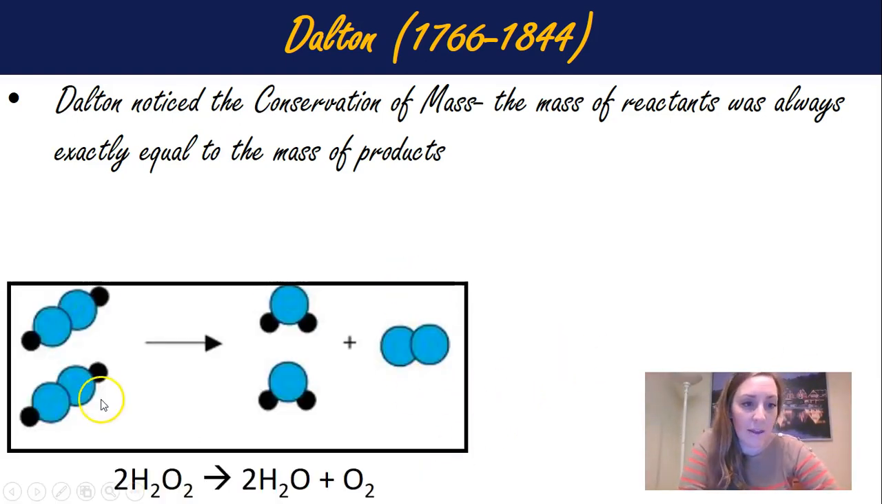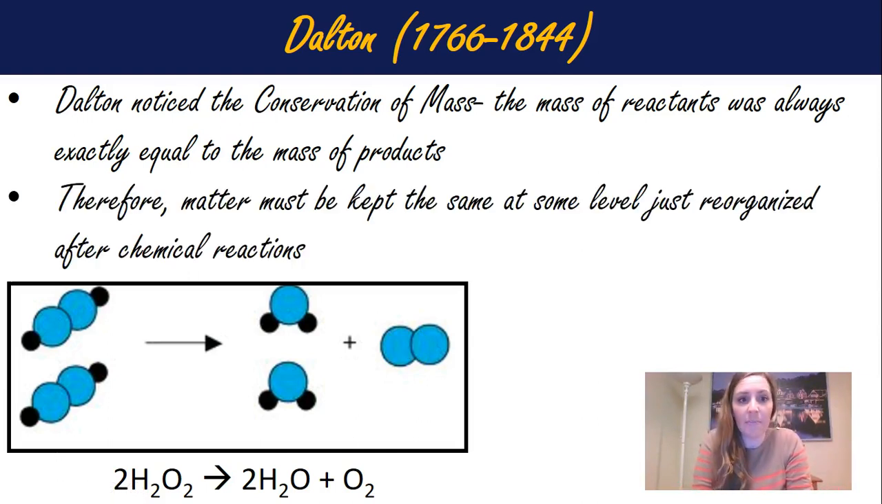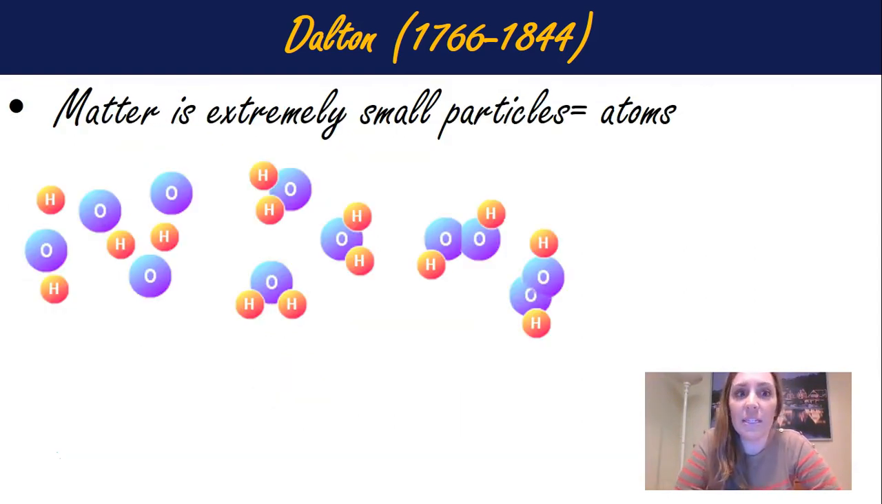So let's say you had 50 grams of hydrogen peroxide, then that would break down to 50 total grams if you added up the mass of the water and the oxygen. And he was like, oh my gosh, well, if the mass never changes, therefore the matter must be kept the same at some level, and it's just reorganized after the chemical reactions. So he figured if the matter was being reorganized, it had to be in little pieces that were remaking bonds and making new things out of the old stuff. So here are the things he figured out by that. He said matter is made of extremely small particles, and he called them atoms.